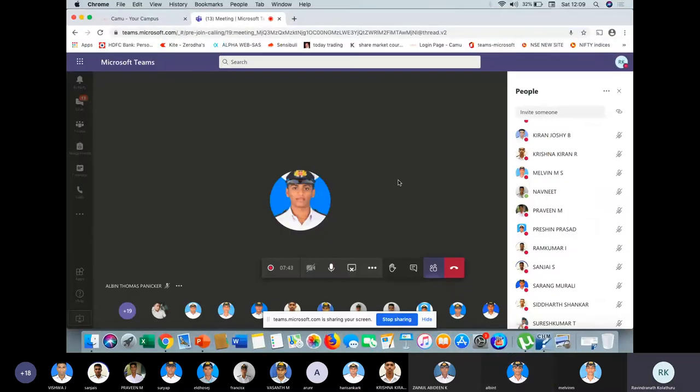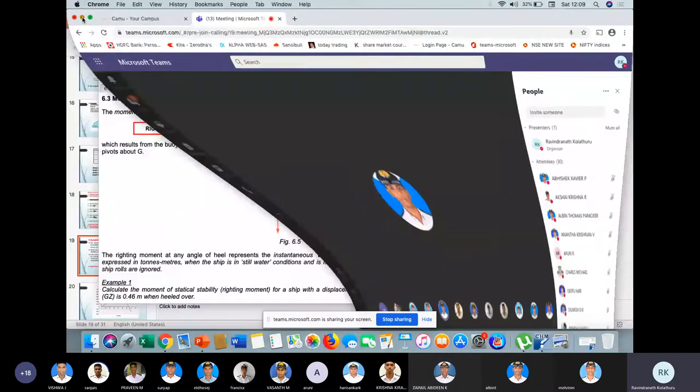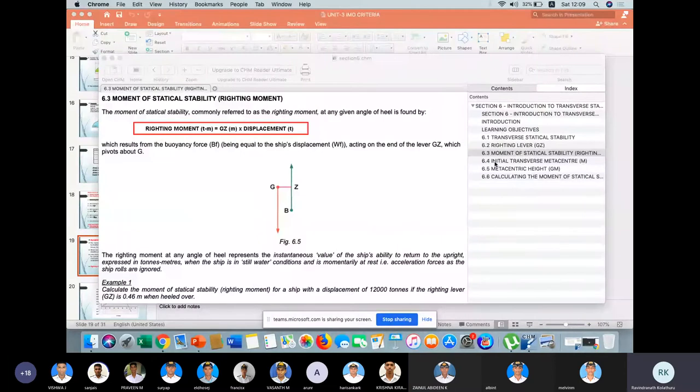You want me to continue the class or stop here? Continue. And at least I need some response from you guys. I told you to study the basics, but none of you have gone through it. Fine. So how do you plot a GZ curve? Because all these are basics, and with these basics only I can go ahead with dynamical stability and other criteria for cargo ships.